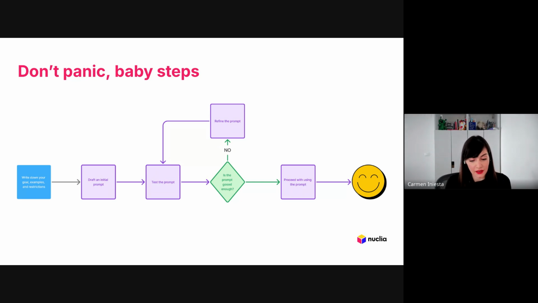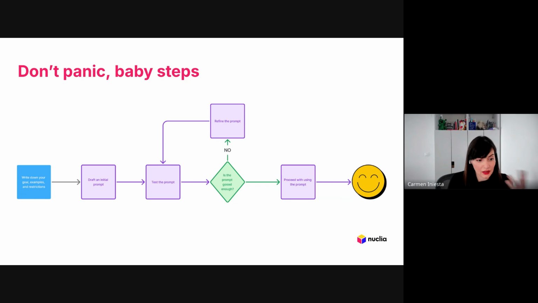Do not expect that you're going to get the best prompt straight away. This is a process, and you'll need to iterate, and it will be a learning process. So these are just the normal pipeline that we follow and that we encourage you to follow when designing a prompt. The first thing, as I said before, you need to write down your goals, examples, restrictions, and anything that is relevant for building your prompt.